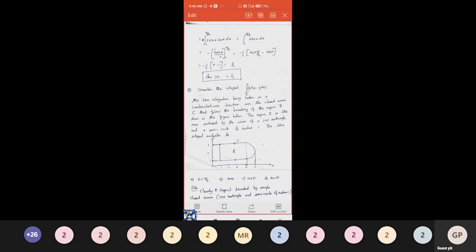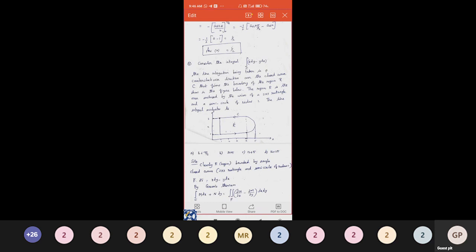Let us move to the next question. Next question is also from vector calculus. Consider the integral, integration over C, x dy minus y dx. The line integration being taken in a counterclockwise direction over the closed curve capital C that forms the boundary of the region R shown in the given figure.